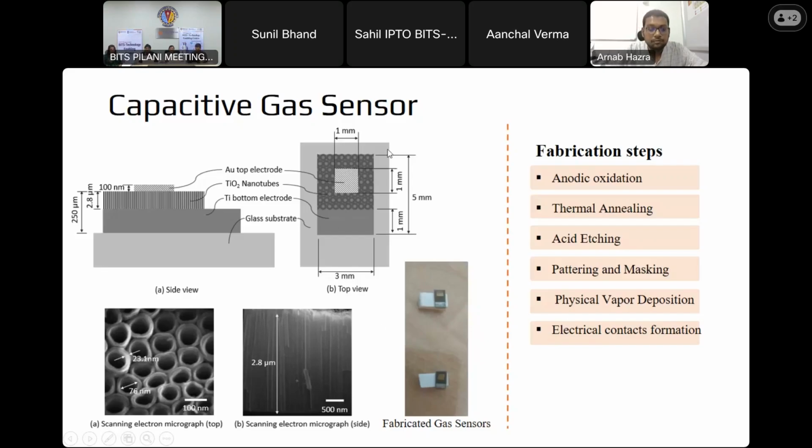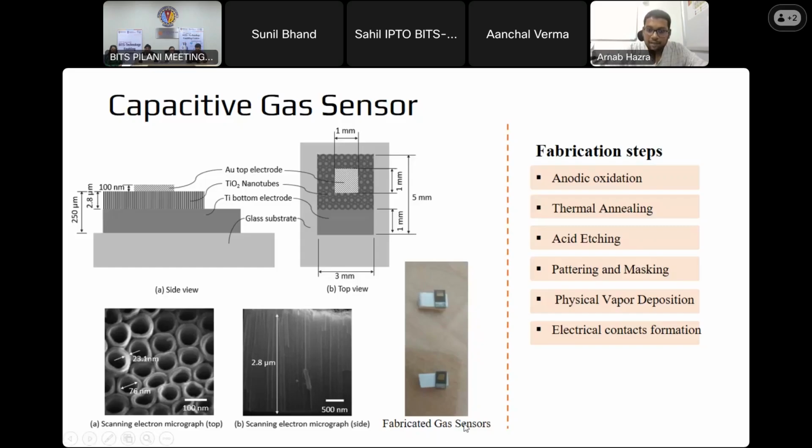This is the top view of this sensor, and if we want to see this particular sensing material, which is titanium dioxide nanotube, this is a typically 1D structure. You can see these images in scanning electron micrograph, that is falling in the nanoscale regime, and this is the length, 2.8 micron.